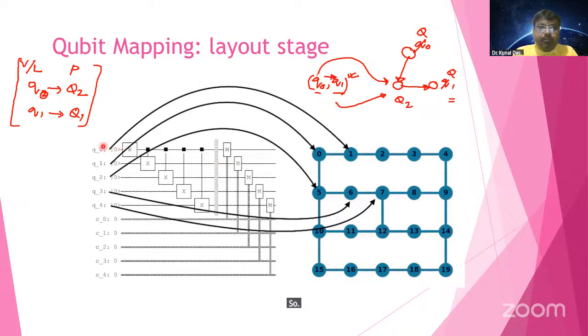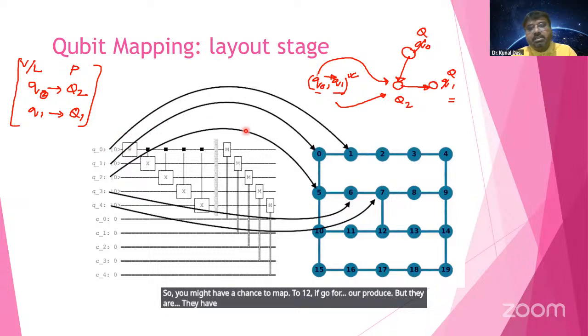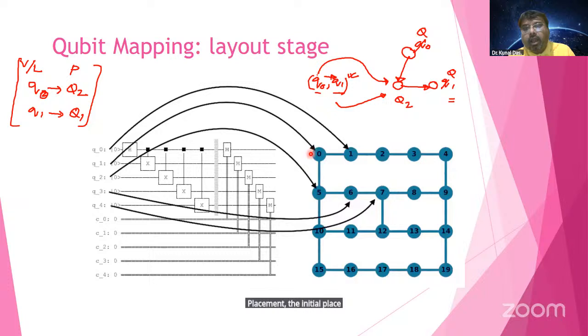So you might have a chance to map to 12 if you go for our procedures. But they have considered the first initial placement. The initial placement they have made is qubit Q0, fine, and then Q1 as Q1, Q2 as Q5, Q3 as Q6, and Q4 as Q7. So this is the IBM strategy.